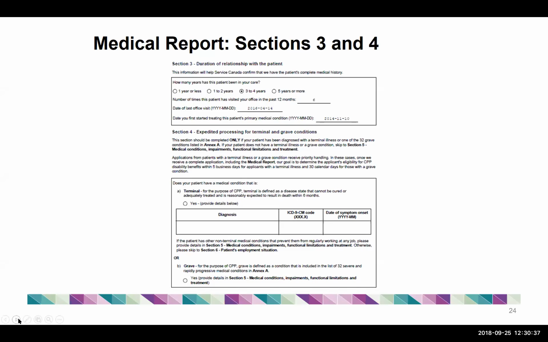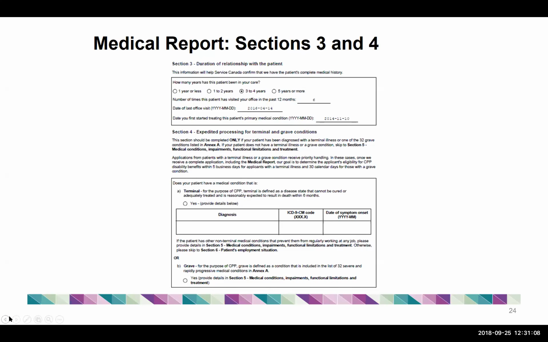In section 4, this is the expedited processing off-ramp that I referred to earlier. So our preference is that for terminal clients, they use the abbreviated condensed terminal illness application. We are aware, however, that sometimes applicants were not made aware of their terminal diagnosis. Maybe that conversation hasn't happened yet between the healthcare provider and the client, or maybe the client's in denial. There's a whole range of scenarios.